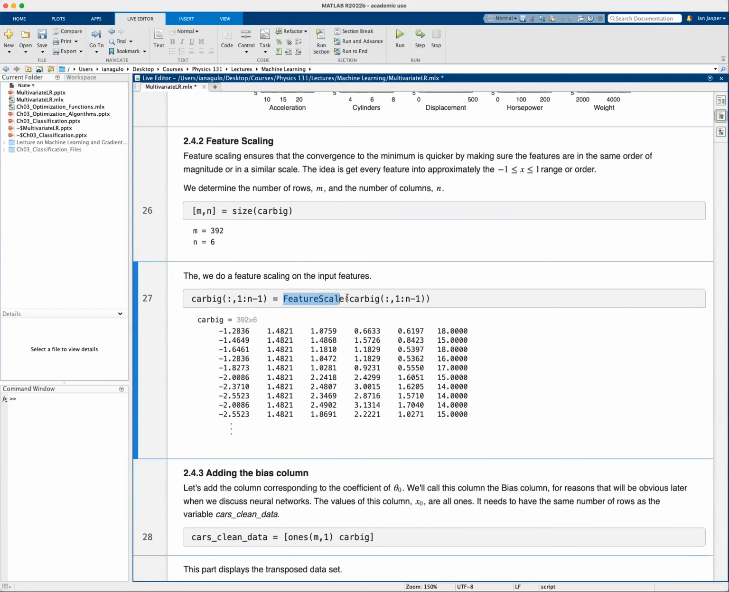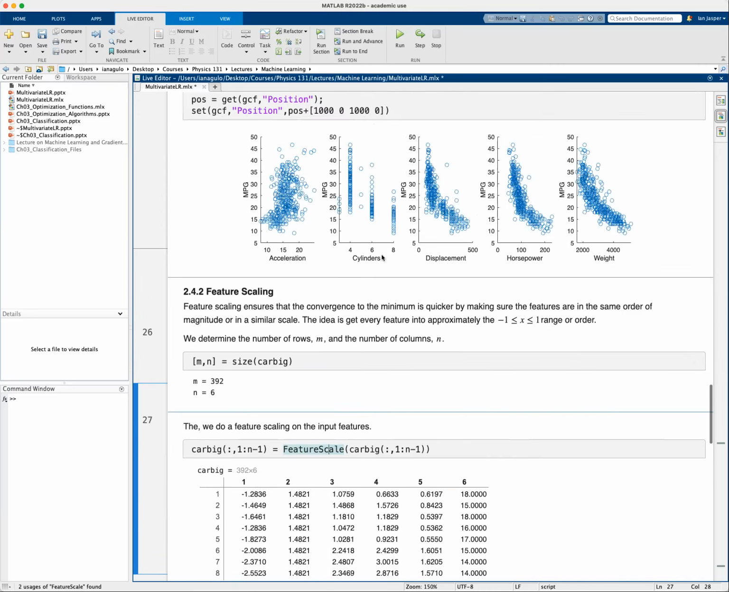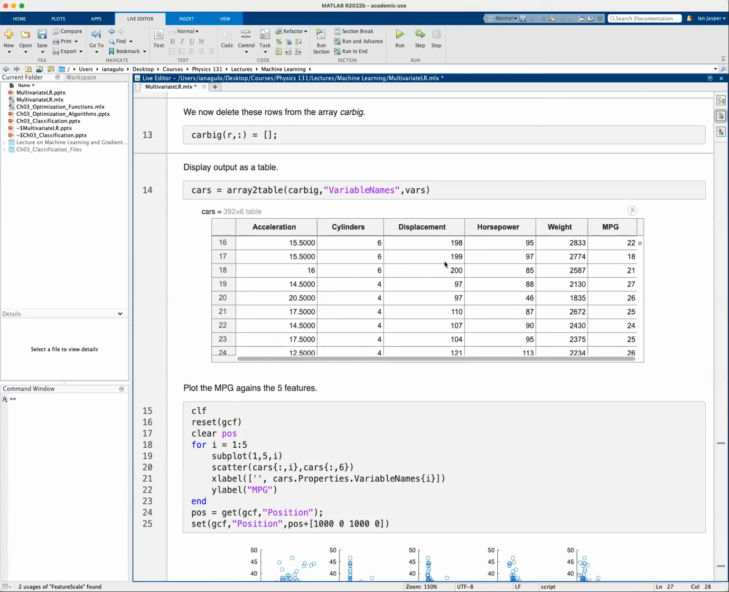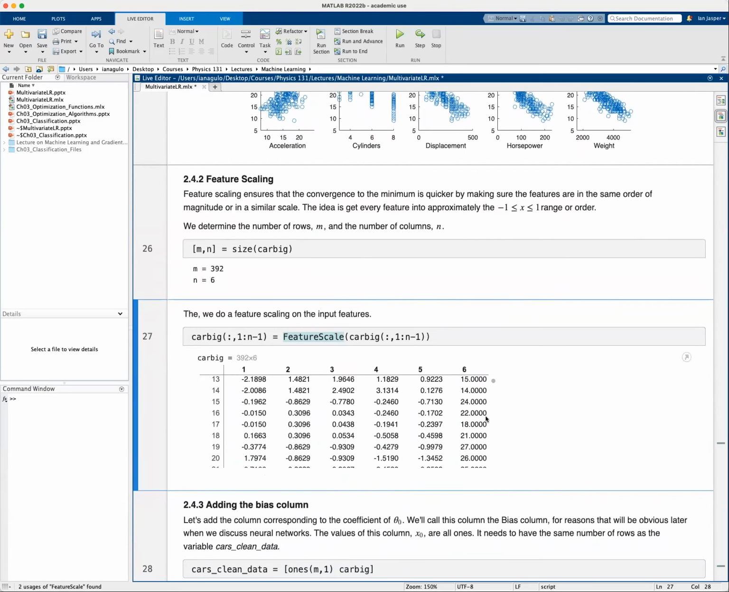Ginamit natin yung function na feature scale. Kung papansin nyo, yung mga values ng x ngayon, remember ito yung 1, 2, 3, 4, 5, yan yung mga x values. So they are within the range of -1 and +1. May mga iba na lumagpas, pero at least malapit siya sa 1. Kumpara sa previous values niya na 6, 198, 95, ganyan. Ito, 2,000, malaking problem talaga yan. Pagdating sa pag-run nyo, dahil dito magiging mabagal yung pag-run nyo ng code.